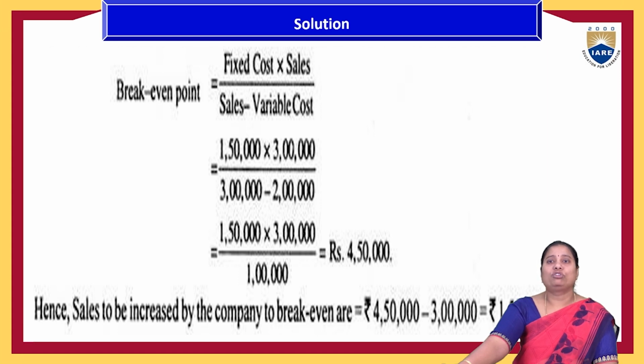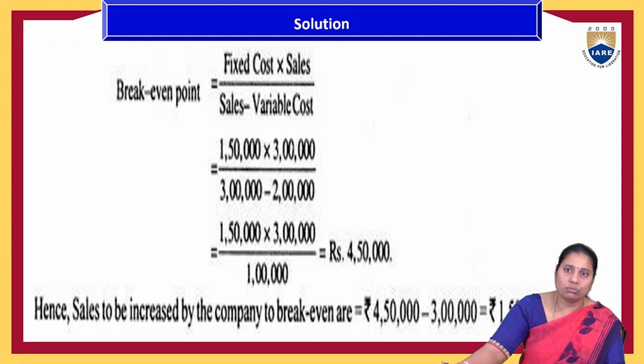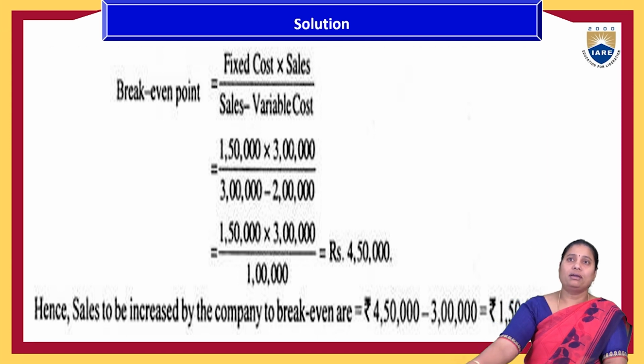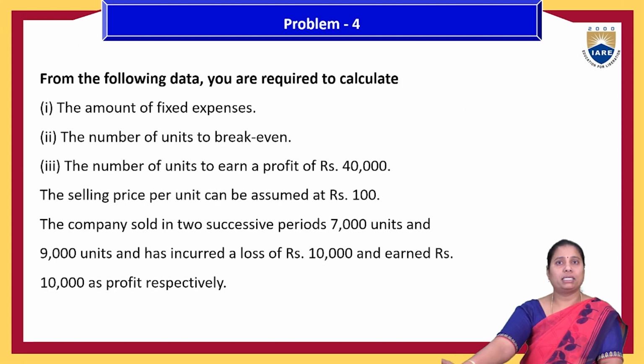So the sales must be increased by 1,50,000 when compared to the current sales. And from the following data, you are required to calculate the amount of the fixed expenses, the number of units to break even, the number of units to earn a profit of 40,000, and the selling price per unit can be assumed at 100 rupees.